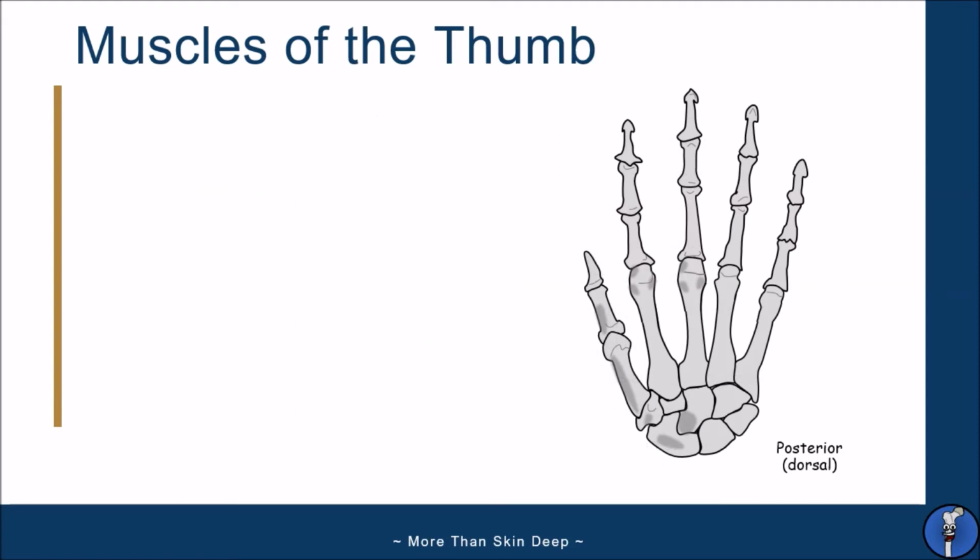Looking at the thumb from a posterior view, we have 3 muscles acting on it. The first is abductor pollicis longus, which originates in the forearm and inserts into the base of metacarpal 1. As the name suggests, it abducts the thumb away from the palm.